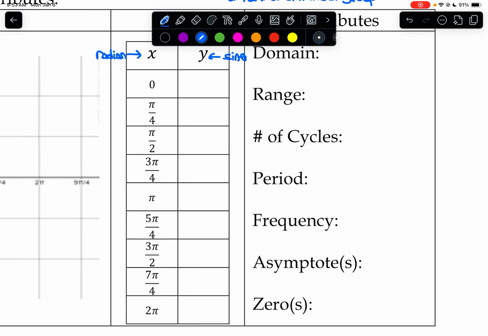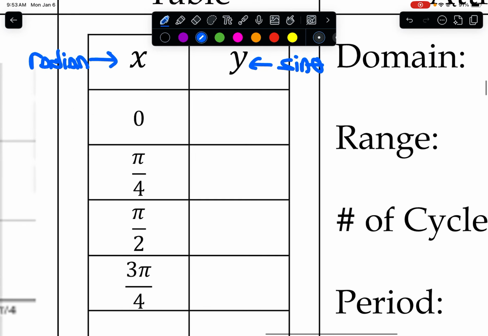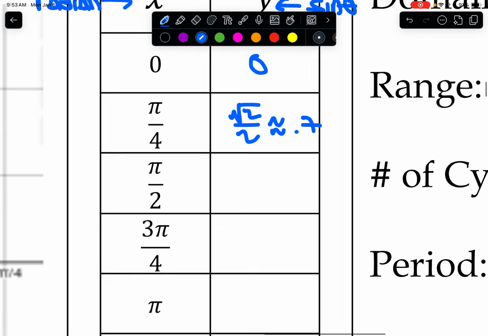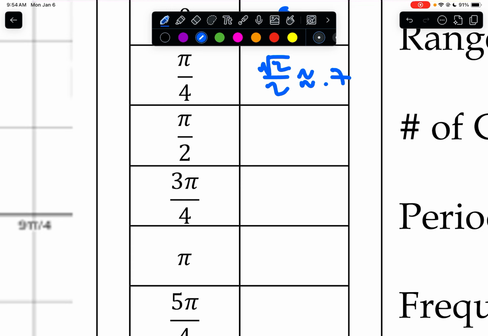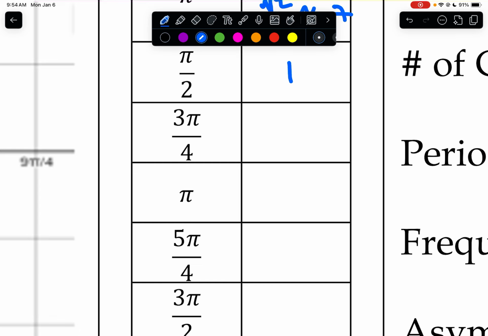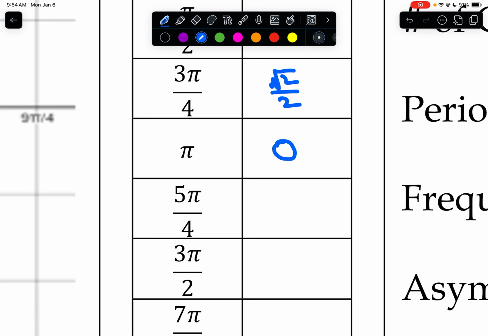Okay, so starting off, now we're going to look at filling out these values. So if I do sine of 0, you get 0. If I do sine of pi over 4, that's going to give us root 2 over 2. Now, root 2 over 2 is about 0.7. So that'll come in handy when we're actually graphing. All right, and then sine of pi over 2 is going to give you just 1. Sine of 3 pi over 4 is going to give you positive root 2 over 2. Sine of pi is going to give you 0.